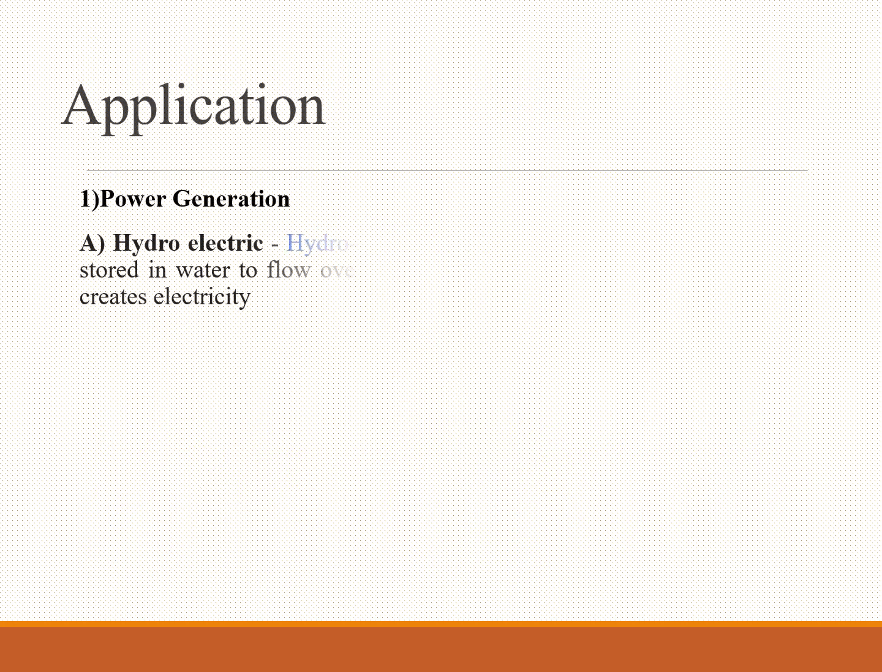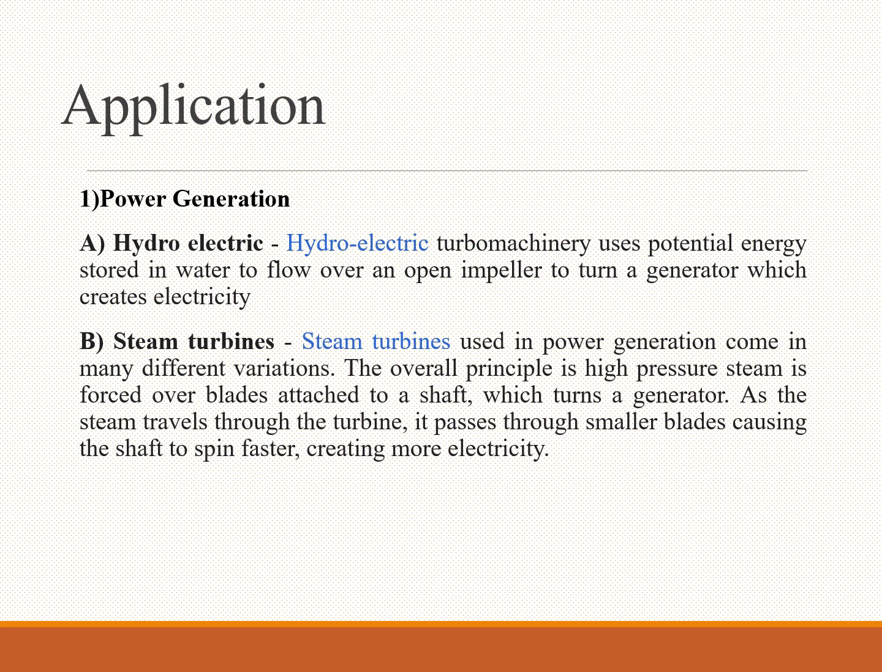Application of turbo machines in power generation. First one is a hydroelectric. Hydroelectric turbo machineries use potential energy stored in water to flow over an open impeller to turn a generator, which creates electricity. Second is a steam turbine.